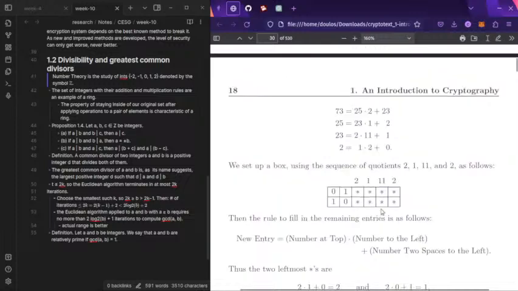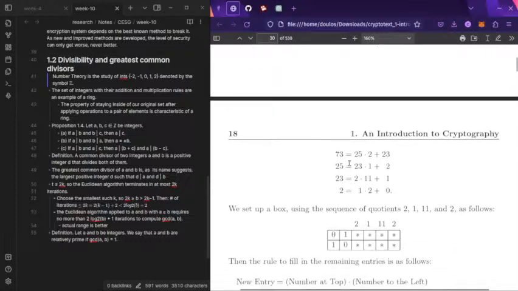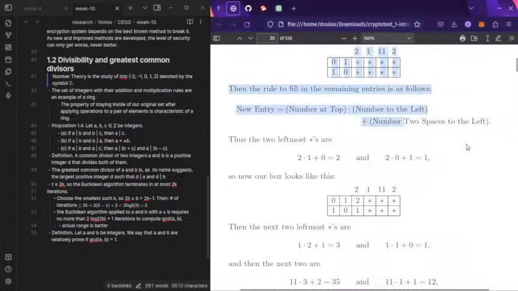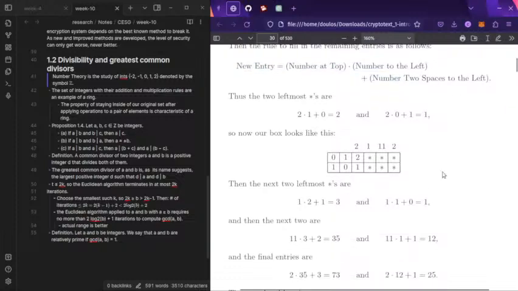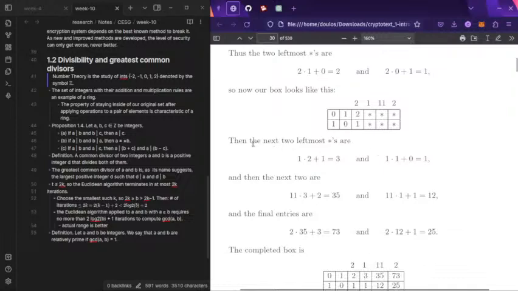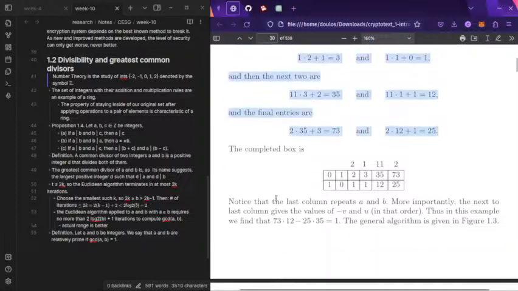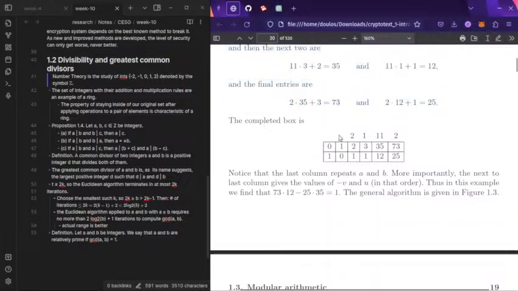And so this is basically showing that you've already done the extended Euclidean algorithm by hand. You've already divided this out. And now you take the quotients, you line them up in some sort of table, you have some rules to follow, and you just run through them step by step. The textbook walks you through how to get the 3 and the 1 and the 35 and the 12 and the 73 and the 25. So the completed box is right here. Look how pretty that is.